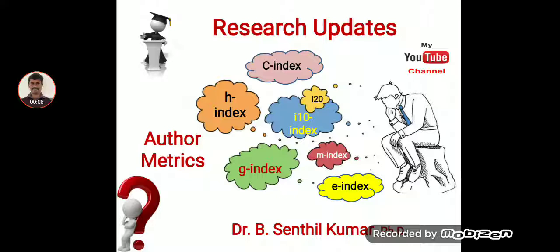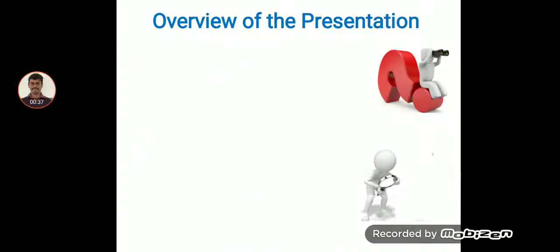I am Dr. B. Sendal Kumar. In this video, today you are going to see author metrics. The author metrics include various indices like H index, G index, E index and so on. We have to have a clear-cut idea about these indices and how they are calculated for author metrics. Now let us see the overview of the presentation.